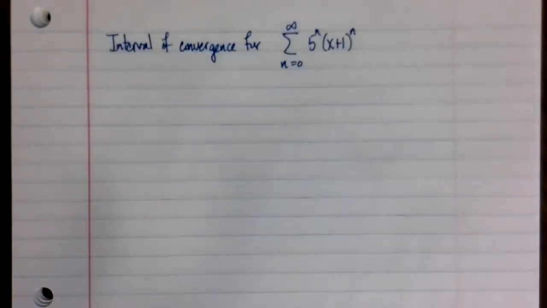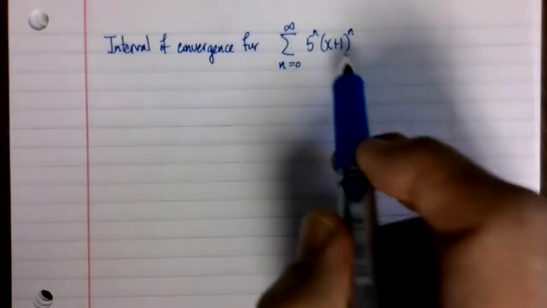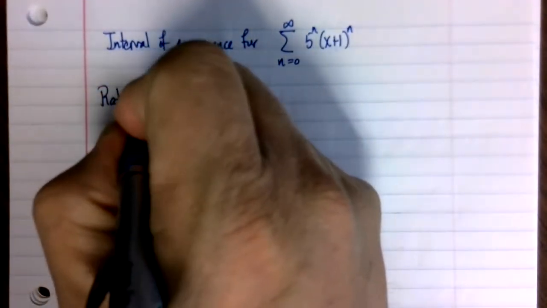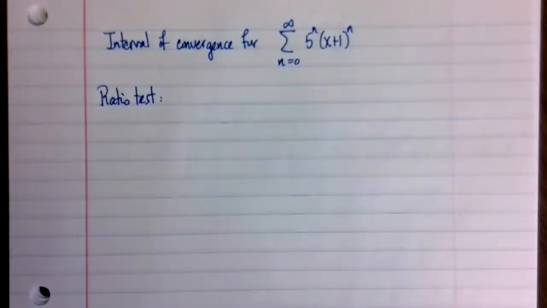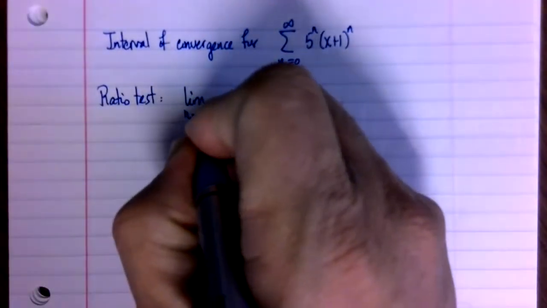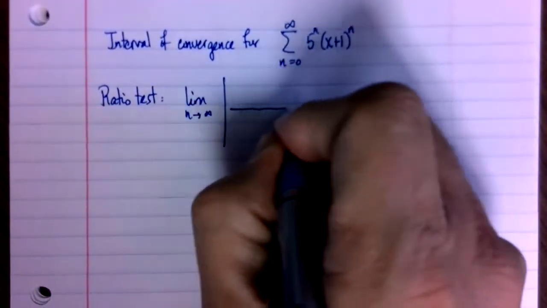All right, let's take a look at the interval of convergence for this power series: the summation from n equals 0 to infinity of 5 to the n times (x plus 1) to the n. So as always, we will use the ratio test to determine the interval of convergence for this power series. So we're going to figure out the limit as n goes to infinity of this fraction.